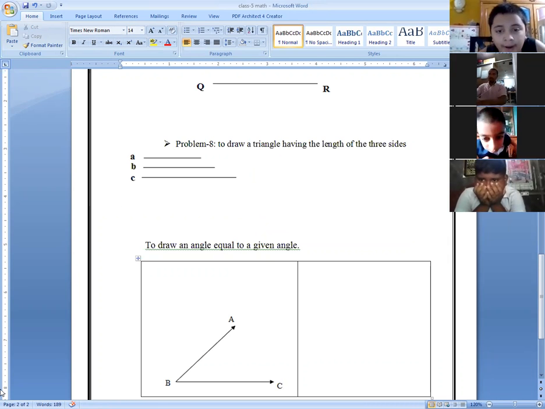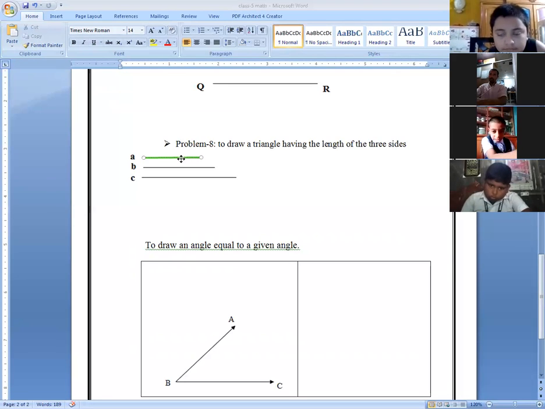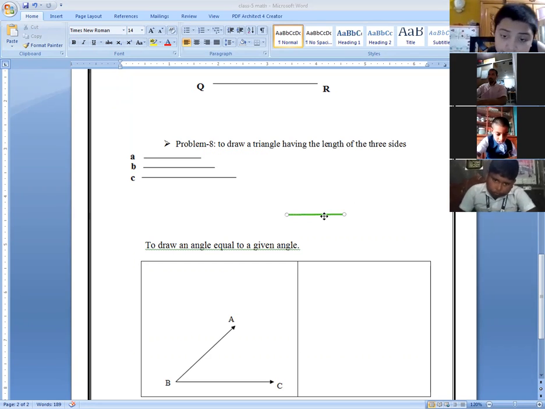Look at, I am drawing. Just equal of this line, right? A, B, C, D. Now look at, I have given it here. Another is, I am giving it.